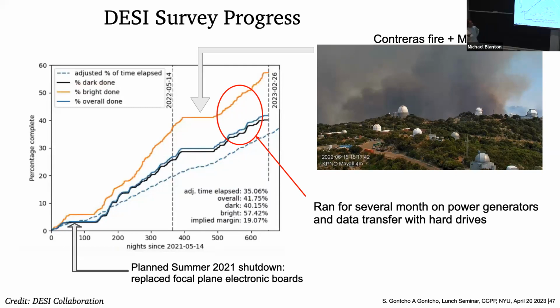The point being is that in black, it's the combined dark and bright time, and right now you can see in orange, bright time is completed to 63%. Blue is dark time, we're completed at 42%, and we're only a third into our survey. So despite all of this, the survey progress is going great, and we also had pretty crappy weather for months recently, but we're way ahead of time.